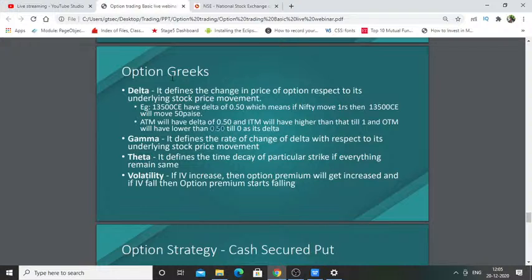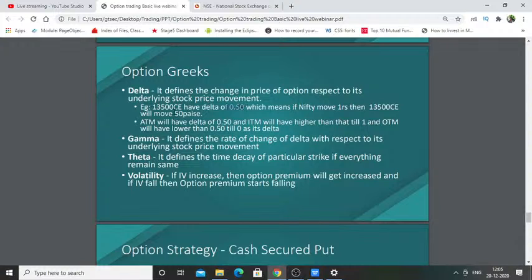Yeah, okay, sure. So this is about delta. If you look at gamma, delta is not a constant value, so it will keep on changing. Let's say, for example, an OTM option strike price has a delta of 0.30 or 0.40 or something else.